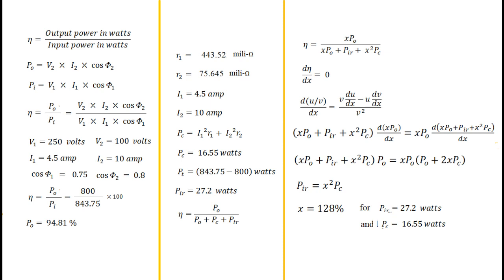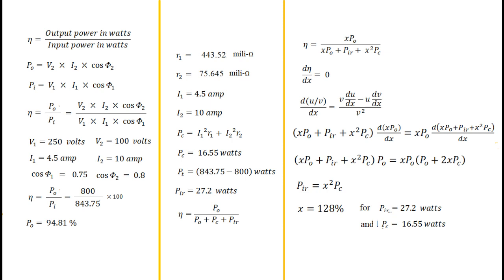We would endorse the fact that we have made a few approximations while finding some parameters like input voltage or input power factor, which if required may be changed. If not required to change them, we will deliberately change them to adjust our approximations and understand the change in performance parameters. For now, let us start with V1 equal to 250 volts, I1 equal to 4.5 amperes, and cos phi 1 equal to 0.75. Similarly, for secondary side values, V2 is equal to 100 volts, I2 is equal to 10 amperes, and cos phi 2 is equal to 0.8.